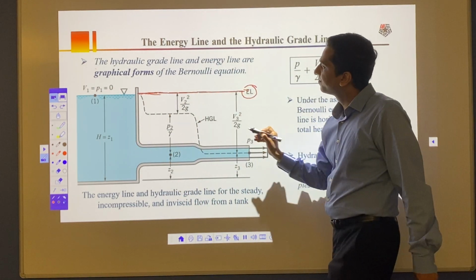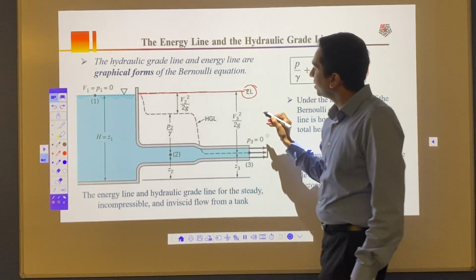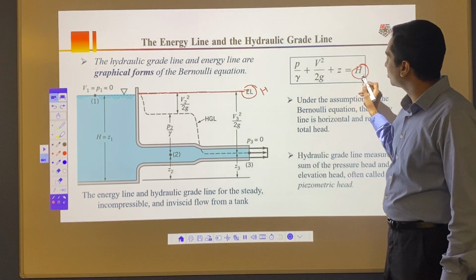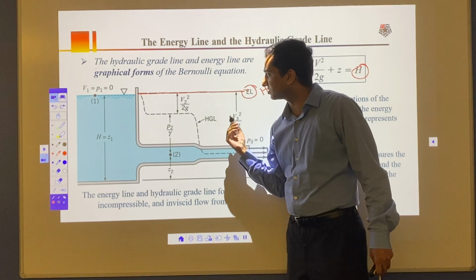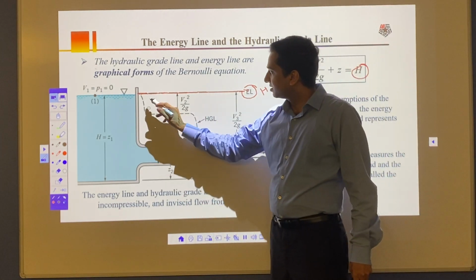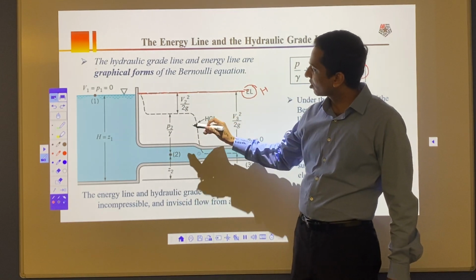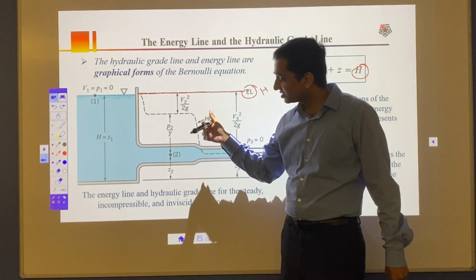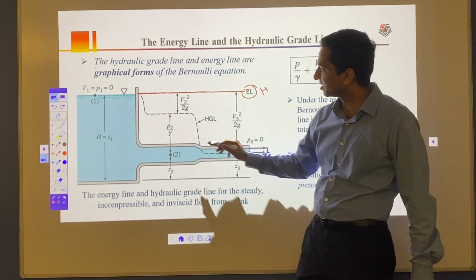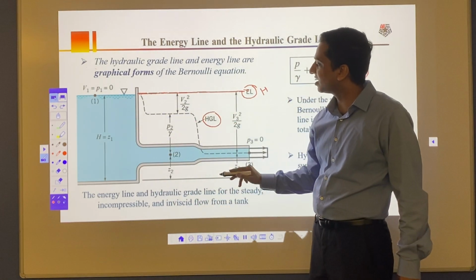So here, whatever happens, this EL is nothing but my H, or total head, and it is always going to stay constant. And then I'm going to draw another line. As velocity head increases, the other two heads decrease. So for the decrease, I'm going to draw another line like the one I have here, and I'm going to call it the hydraulic grade line or HGL.